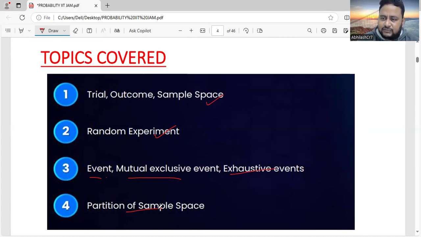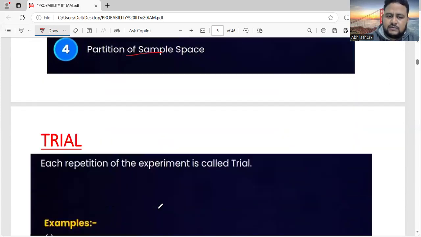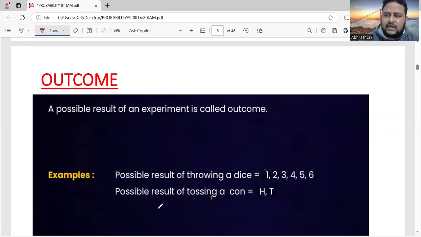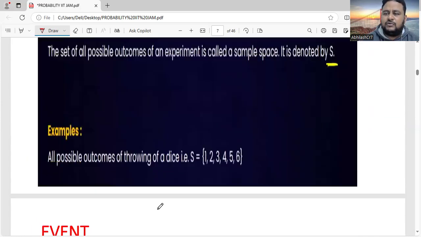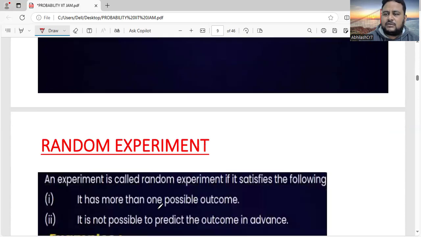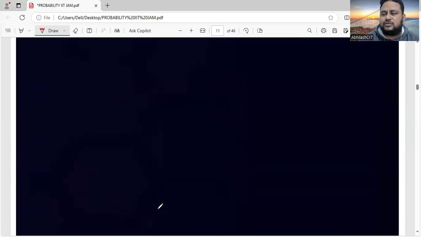What are mutually exhaustive events? These are very important. Next is partition of sample space. Without further ado, let us get started. After completing these topics, we will move to a very important concept, that is the axiomatic approach to probability.